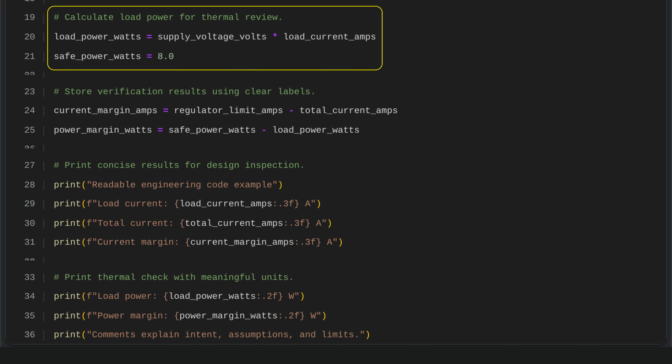Load power is found by multiplying the supply voltage by the load current, giving the power the load consumes for thermal assessment. A safe limit of 8 watts is then used as the maximum allowable power to help ensure the system does not overheat.